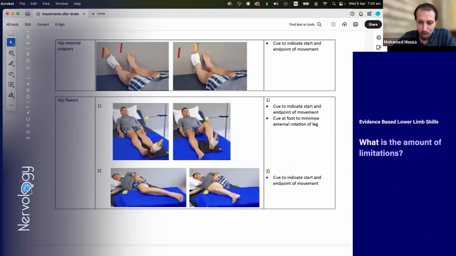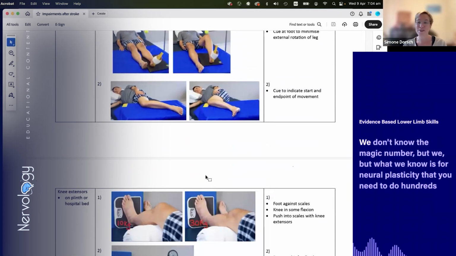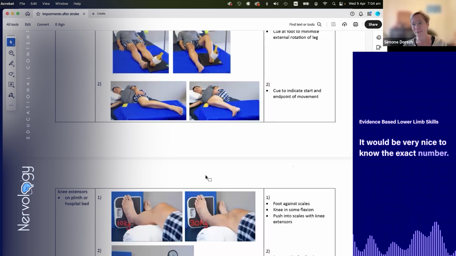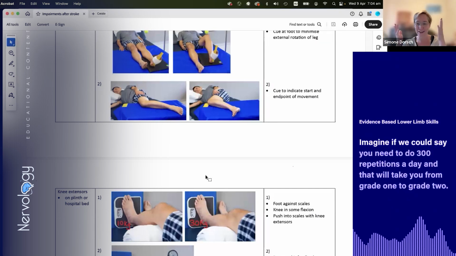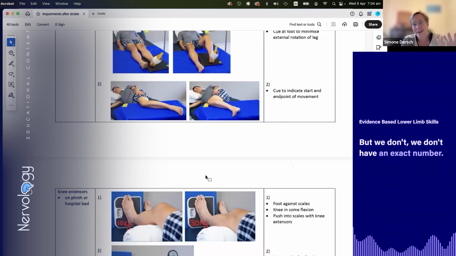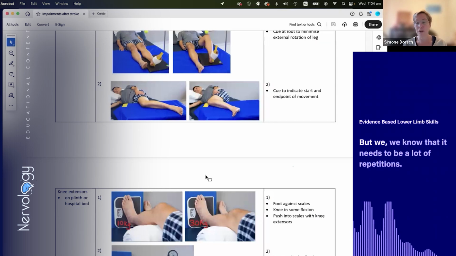Simone asked what the amount of repetitions is. We don't know the magic number, but what we know is that for neural plasticity you need to do hundreds and hundreds of repetitions. It would be very nice to know the exact number. Imagine if we could say you need to do 300 repetitions a day, and that will take you from grade 1 to grade 2. But we don't have an exact number. We know that it needs to be a lot of repetitions.